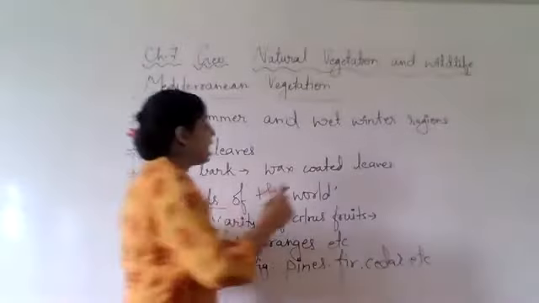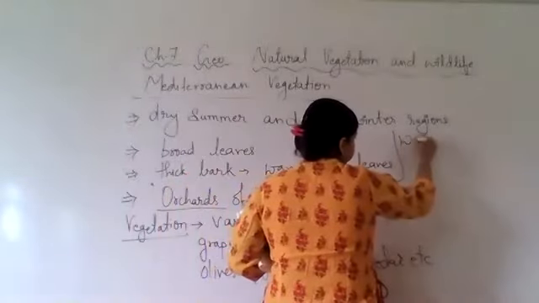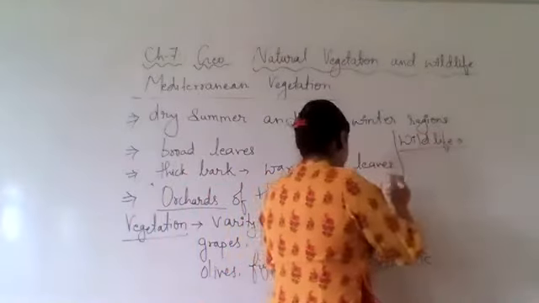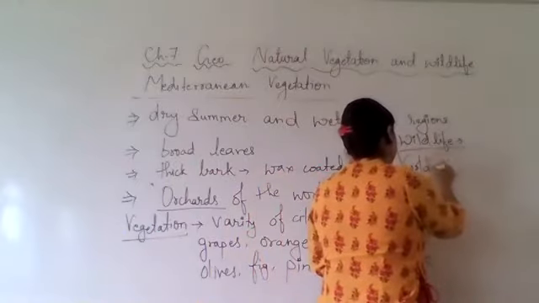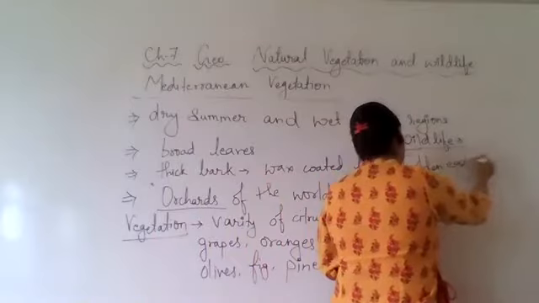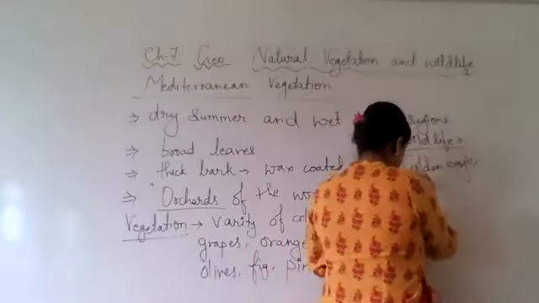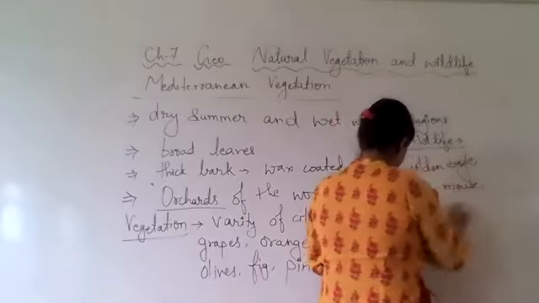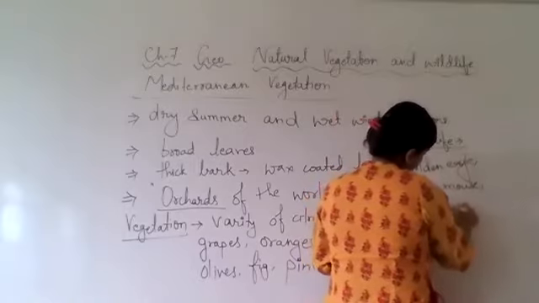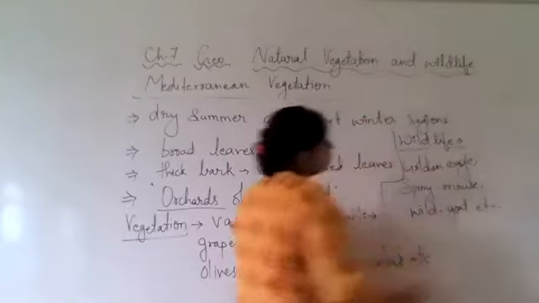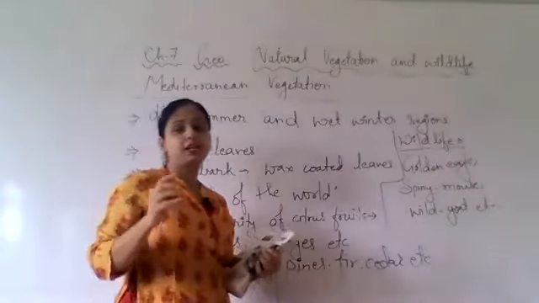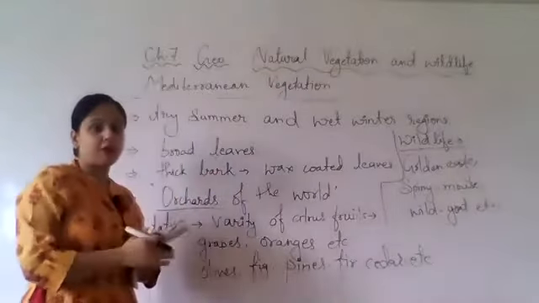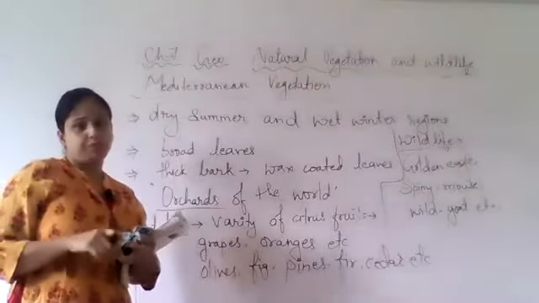Now when we talk about the wildlife, we'll find golden eagle, spiny mouse, wild goat. These kind of animals can be found in Mediterranean vegetation.